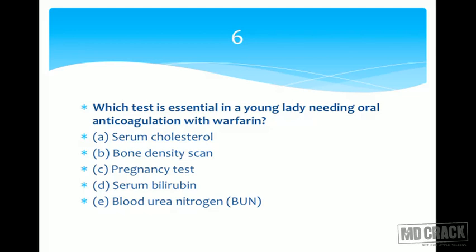Then bone density scan. Again, you're going inside the body and having a look at your bones. Next, you go to serum bilirubin. Again, you take out something, find out what is bilirubin. Blood urea nitrogen. Same. You're finding out what is the blood urea nitrogen. And look at pregnancy test. Don't you feel it's a totally different kind of investigation? It's investigating something else. And this way also, probably you can come to the answer.